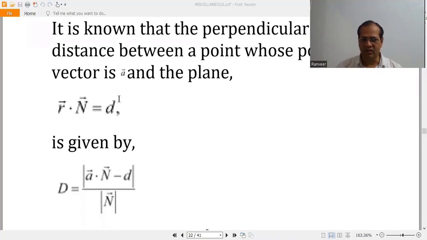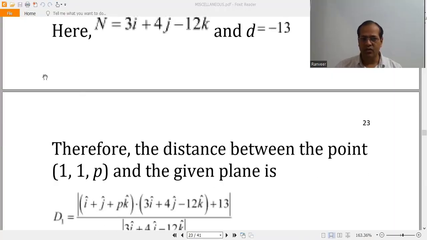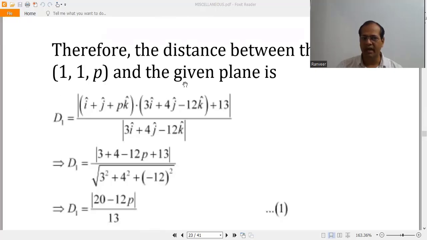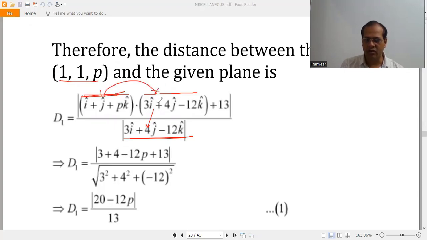So this is the value we got here. The distance between the point (1, 1, p) and the plane is given by this formula, where this is the position vector of this point. After that, this is n plus d, divided by the modulus value. We just have to substitute the values, and from here we get the dot product and the modulus. So d1 equals (20 minus 12p) by 30.